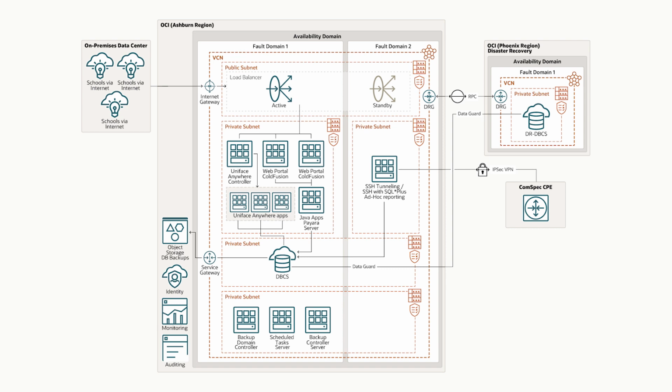Today, I am thrilled to be here with Jim Jones from ComSpec, which provides student information management systems to colleges and universities worldwide. We are here to talk about how Jim and his team at ComSpec have migrated their applications from on-premise to Oracle Cloud Infrastructure. Hey, Jim, can you walk us through ComSpec's flow on the architecture?